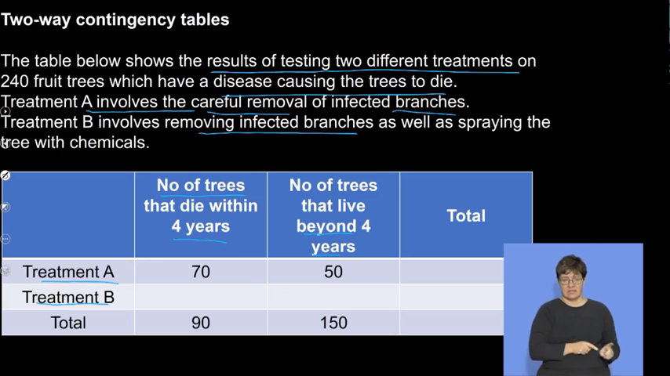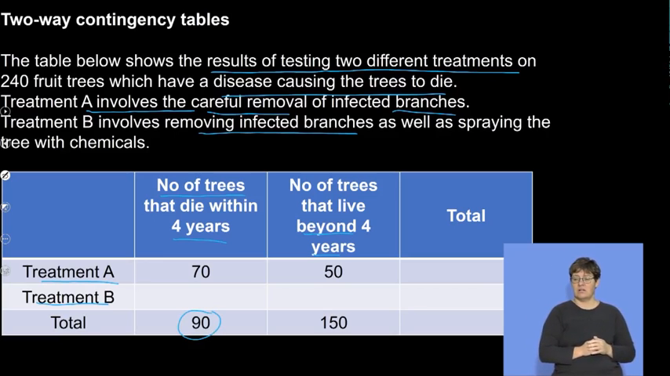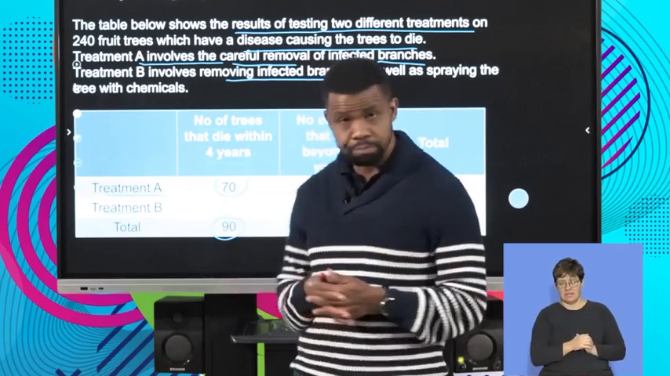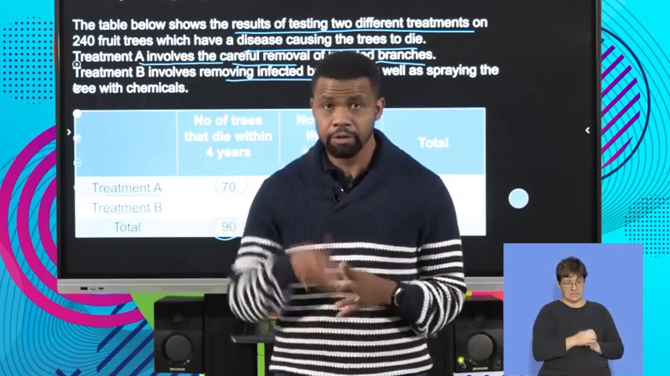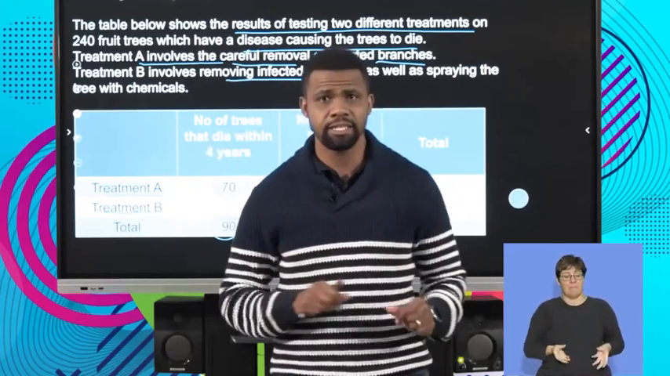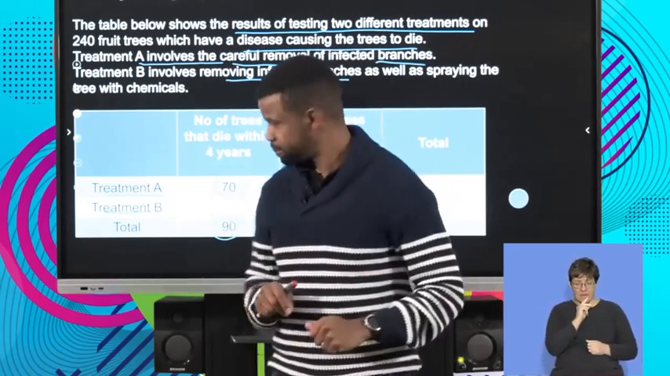But what do we have? We have the total here. What is the total? The total is that number plus that number, treatment A plus treatment B. You can see that it is 90. So we can actually find that number, which should be what? 20. Because 70 plus something gives us 90. What is that number? 20.